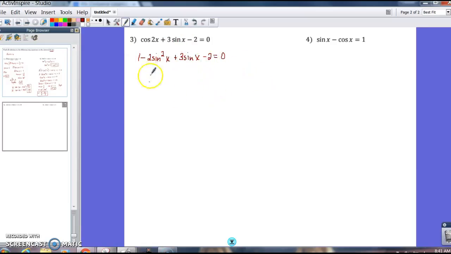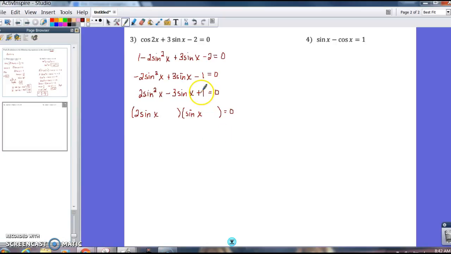And this is going to be very similar to the last problem we did in that I want to combine my like terms. So I have negative 2 sine squared x plus 3 sine x. 1 and negative 2 would be negative 1. And now I want to get rid of that negative in front, so I'm going to multiply through by -1. I'm just going to change the sign of everything. And so that gives me 2 sine x, sine x.